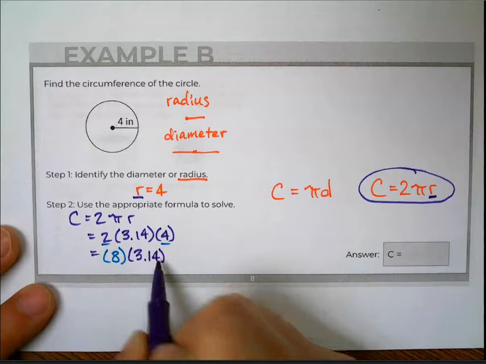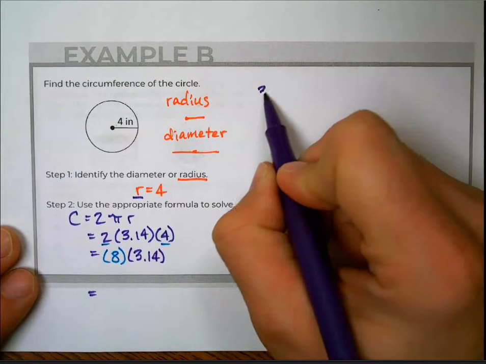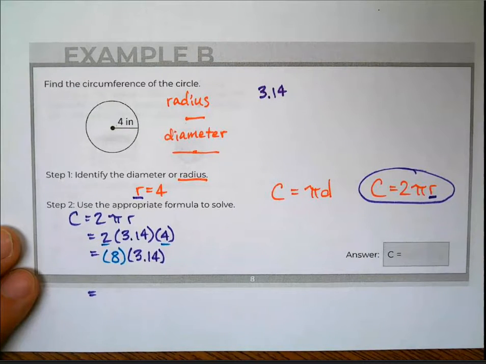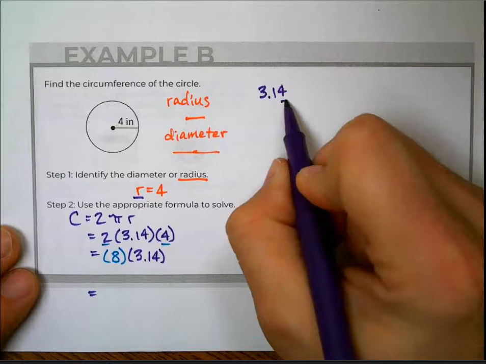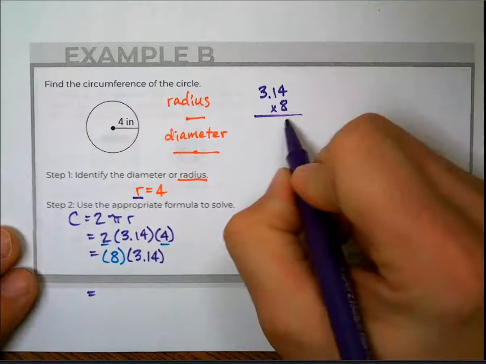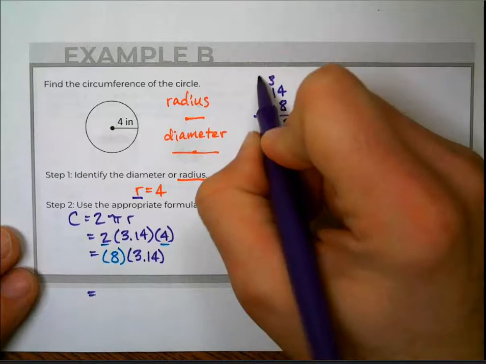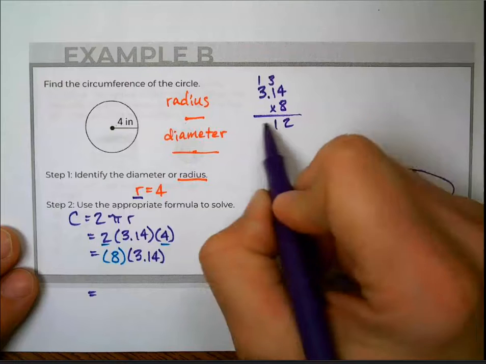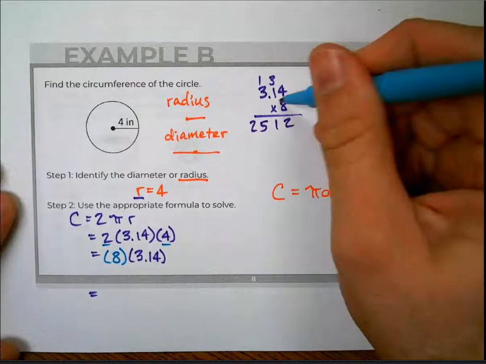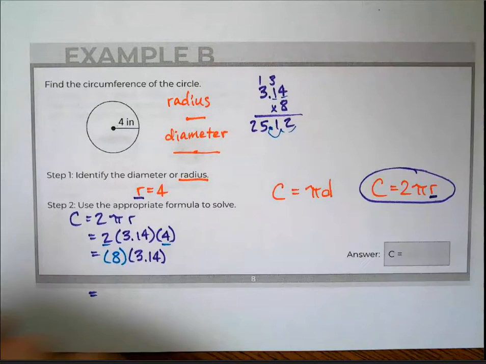So now all I have to do is multiply 3.14 times 8. I did that so that I didn't have to multiply with a decimal twice. When I do it like this, I only have to do this decimal multiplication one time. 8 times 4 is 32. 8 times 1 is 8, plus 3 is 11. And 8 times 3 is 24, plus 1 is 25. Don't forget your decimal though. You have 2 numbers behind the decimal in the problem, so 2 in your answer.